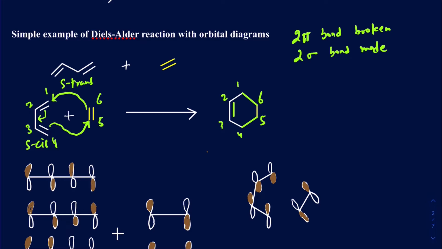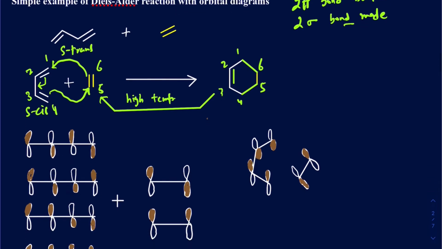So you can clearly see 1, 6, and 4, 5, the 2 sigma bonds are made, and you're breaking 2 pi bonds, and then you're reforming one of the pi bonds, but just at a different location. So this is how the Diels-Alder reactions work. And typically these reactions are reversible, and you can actually break this up and make these starting materials back at a very high temperature. So you have to be careful with the temperature conditions when you're running these reactions.